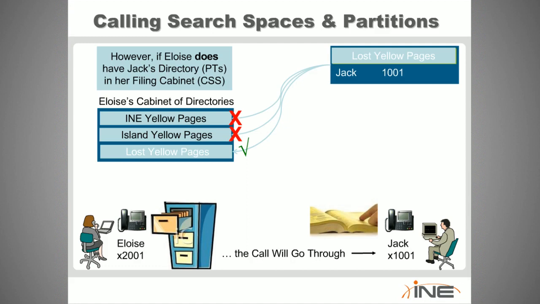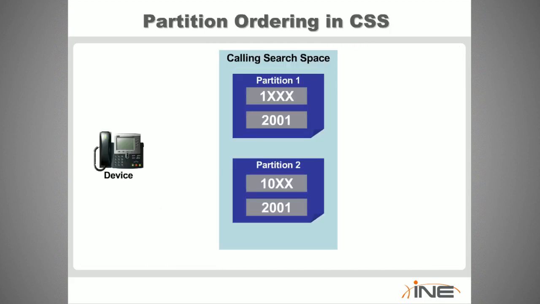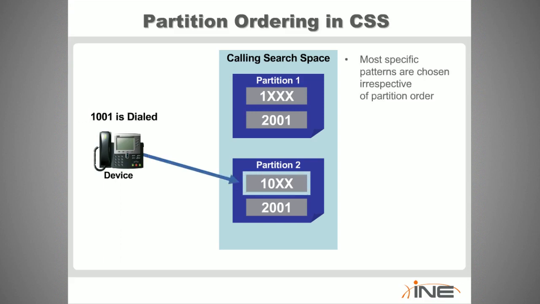We're using them for SIP subscribe with presence. We're using them for calling and called party transformations that we'll talk about today. So search spaces in general and partitions are going to be used a lot. It's important that you understand just what's seemingly a very basic concept. Okay, so no questions. Let's go on. So if a device places a call to 1001, we see that even though partition 2 is ordered lower than partition 1, most specific patterns are always chosen irrespective of partition order.